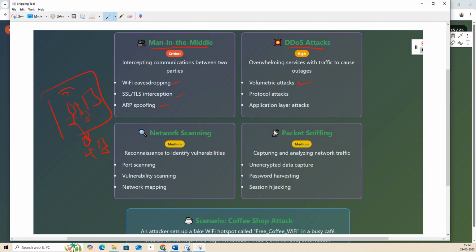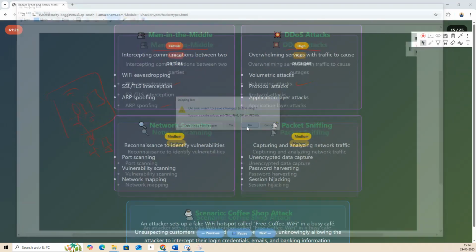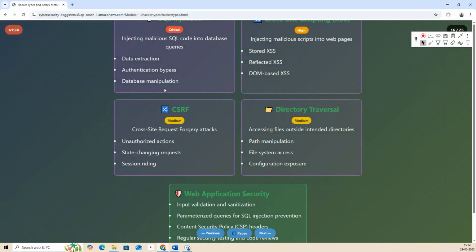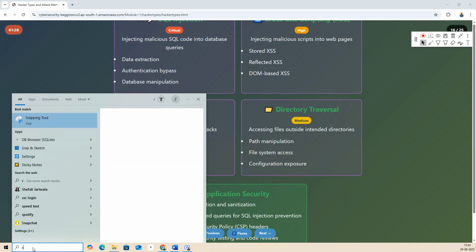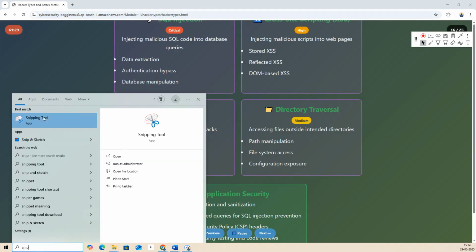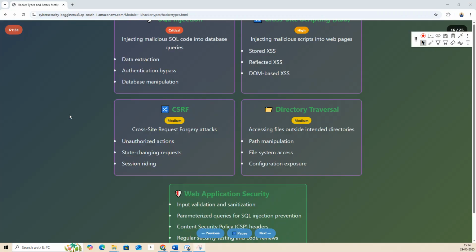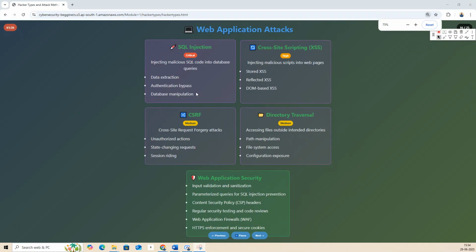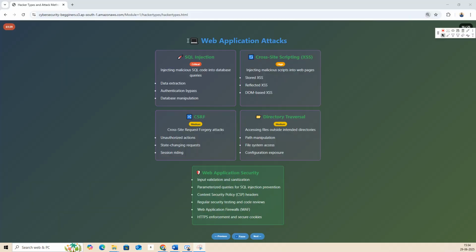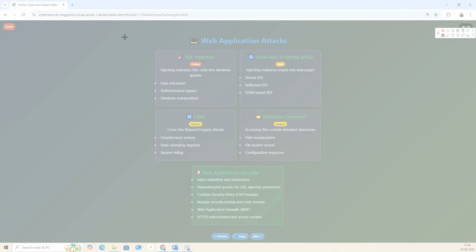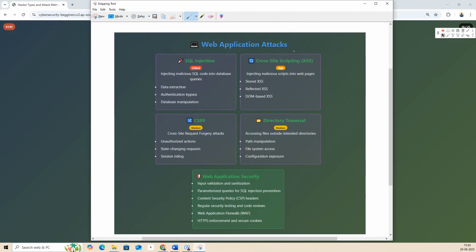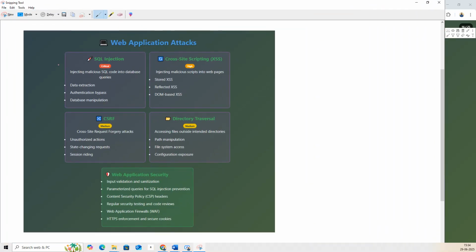Network attacks target your infrastructure, but web application attacks target the heart of your digital business. Let me just capture it fully so that we have everything visible. Okay, web application attacks.